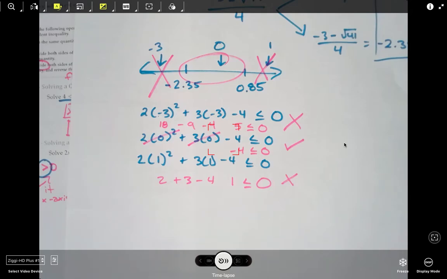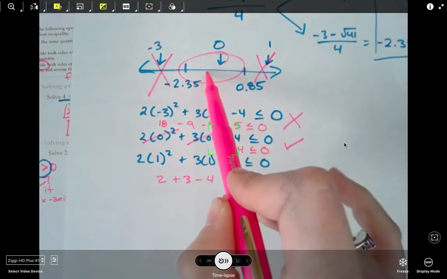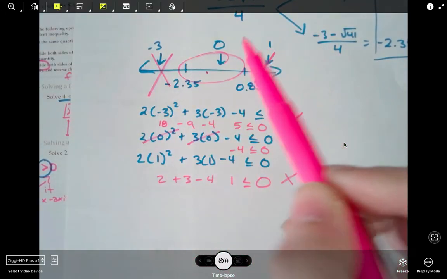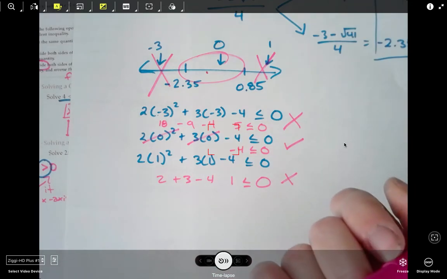Every once in a while, it will happen that 2 of them work. Most of the time, you can cheat and just test this one in the center, and if it doesn't work, the 2 outsides work. If it does work, the 2 outsides don't work. Does that make sense? Okay.